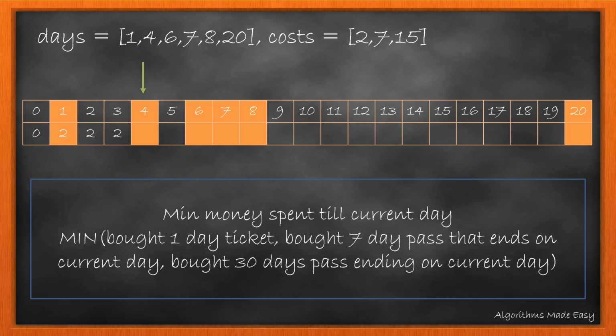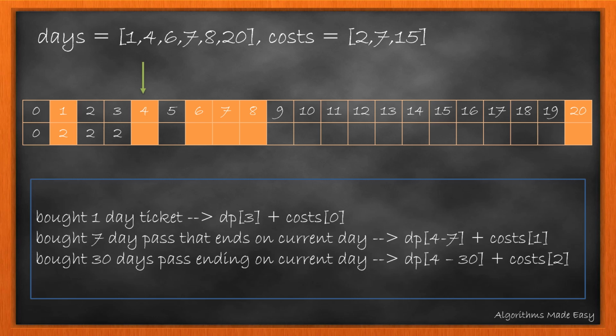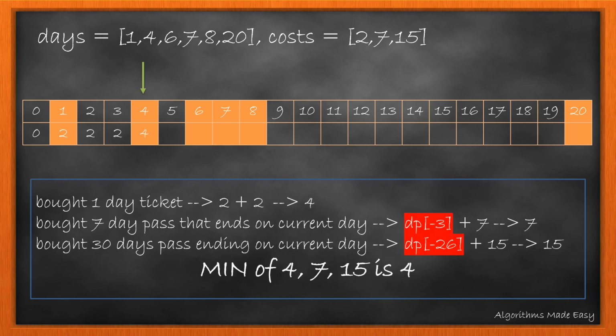Coming to day 4. As we are going to travel, we need a ticket and thus we need to update the cost. So we again find all the 3 costs. The cost to buy a 1-day pass will be dp of 3 plus costs of 0. The cost to buy a 7-day pass will be dp of 4 minus 7 plus costs of 1. And the cost to buy a 30-day pass will be dp of 4 minus 30 plus costs of 2. For days 7 and 30, the backdated DP values still do not exist. So they become 0 and the minimum of 4, 7 and 15 is 4. So we update it in the DP array and move ahead.